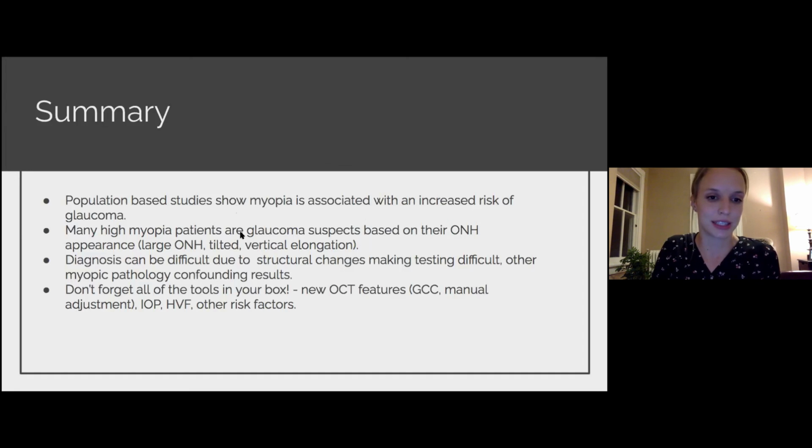For these patients, I would just recommend don't forget to use all of the tools in your box. New OCT features like the ganglion cell complex, manual adjustment of segmentation issues, your IOP, your visual field, and other risk factors for glaucoma, such as pachymetry.